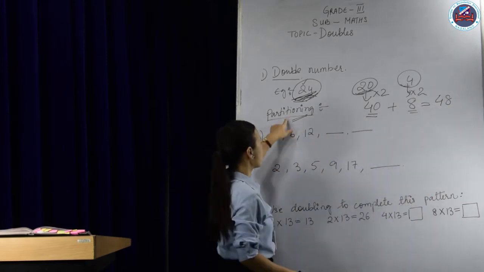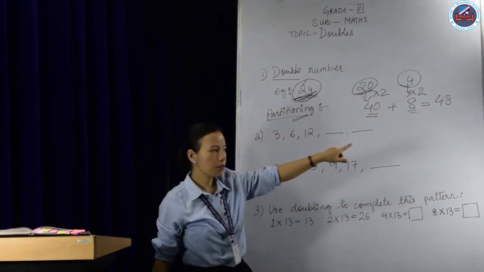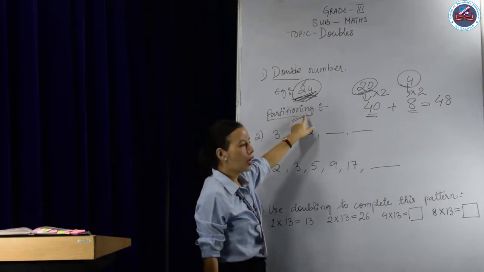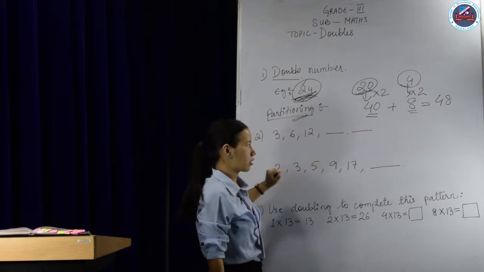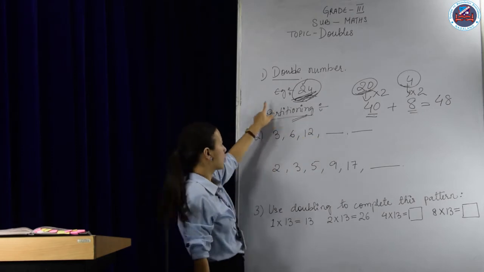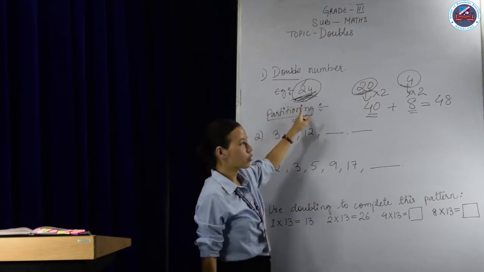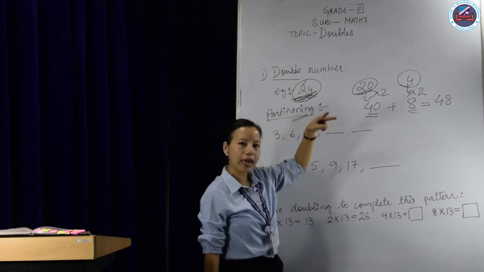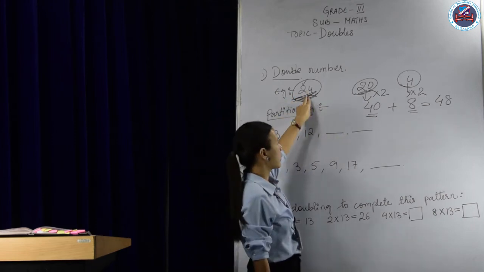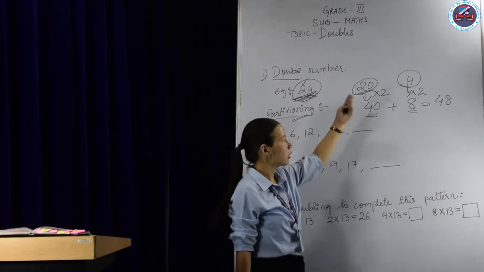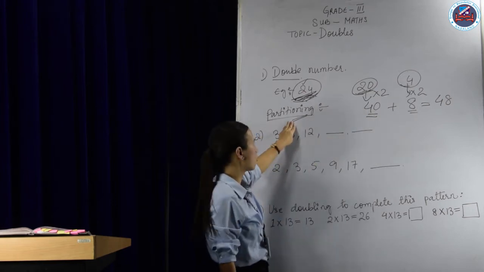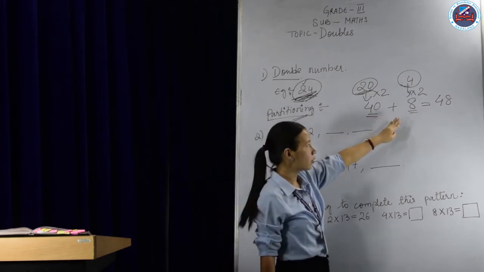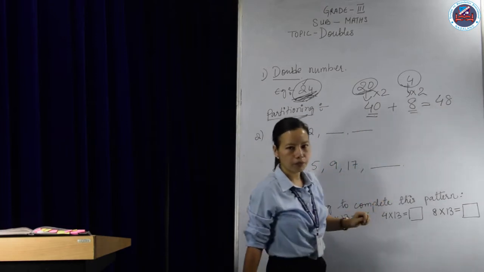So that's how we find the double number using the partitioning method also. The answer will be the same. The difference is that we're using different strategies: first, adding the same number two times, second, simply multiplying by 2, and third, partitioning the number to get our double.